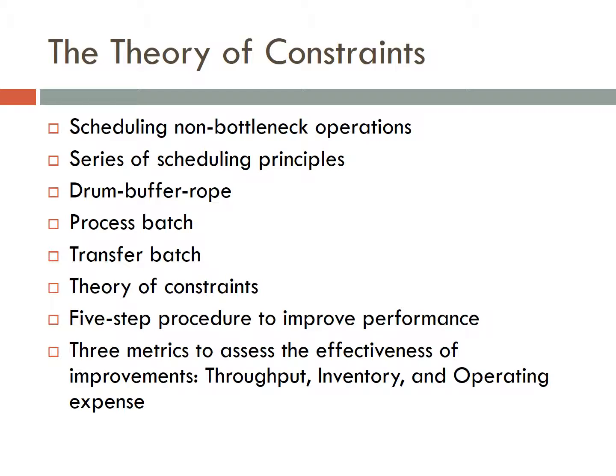There's also some other different variations of systems that Goldratt came up with. One is the process batch. There's also the transfer batch, and then there's the theory of constraints, which is what we talked about, which emphasizes balancing throughout the system and uses a 5-step improvement process that's centered around the system's currently most restrictive constraint. And it uses 3 metrics to assess the effectiveness of improvements, which are throughput, inventory, and operating expense.